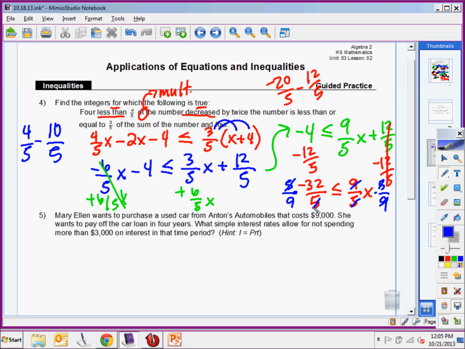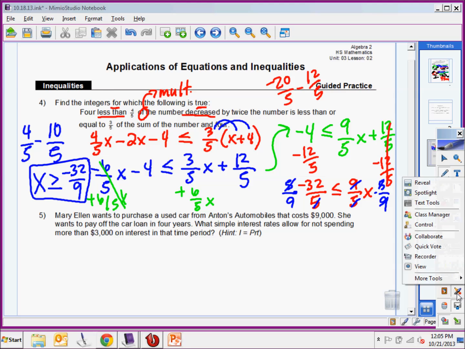Where am I going to write it? I'm going to write it right here if that's okay. Negative x is greater than or equal to negative 32 over 9. Why would it be negative 32 over 9 and multiply them together? Hold on. I'm confused now.